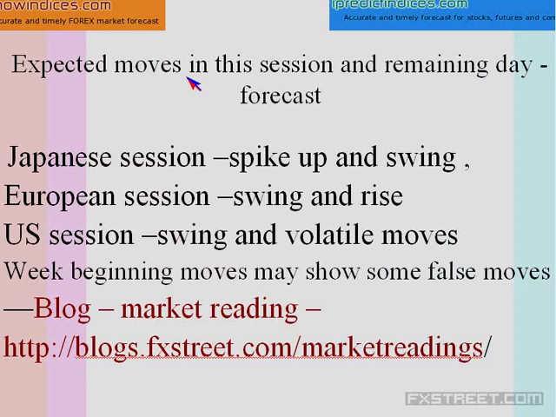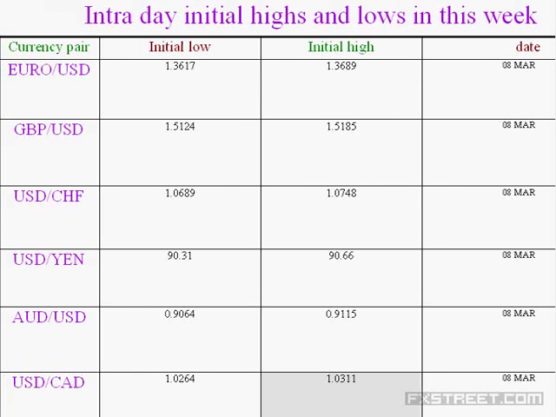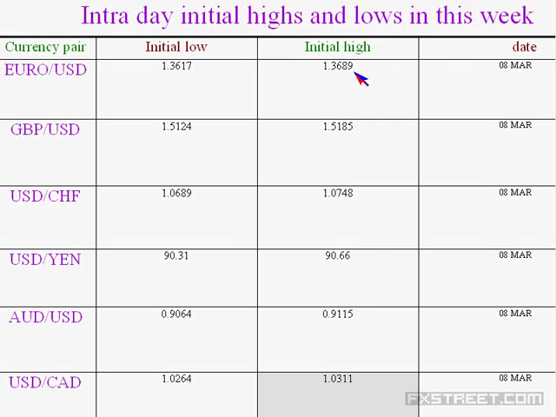Now in the case of the initial lows set for today, 1.3617 is the low, 1.3689 was the high, and the new high 1.5124 and 1.5185 are the lows and the highs respectively, and they are not breached.